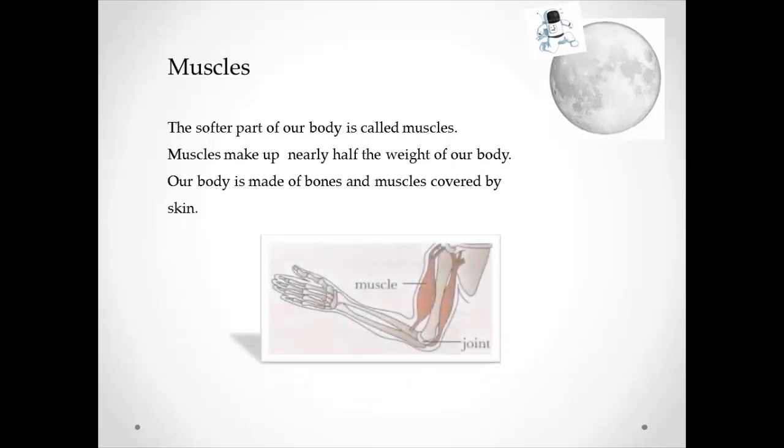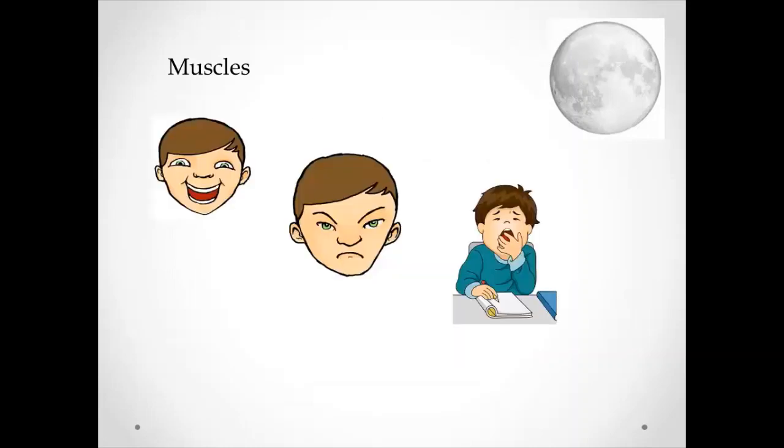Look at this diagram. We can also feel our muscles, bones, and joints. Look at the diagram in the middle. This hard thing is bone and it is connected with another bone. So at this connection point, we will call it a joint, and the soft flesh around the bones is muscle. It is the muscle that helps you to smile, frown, and yawn.